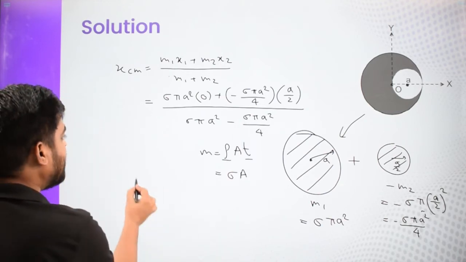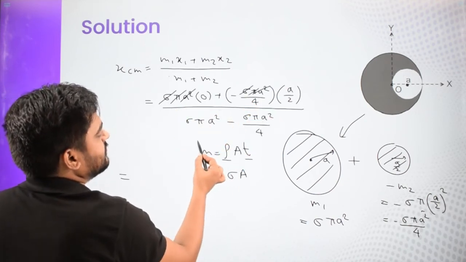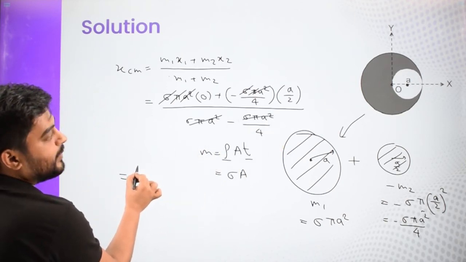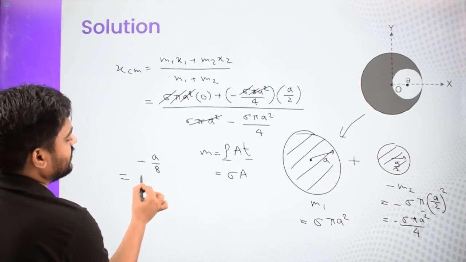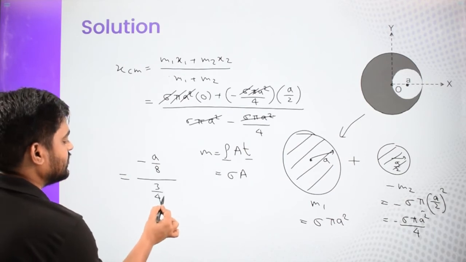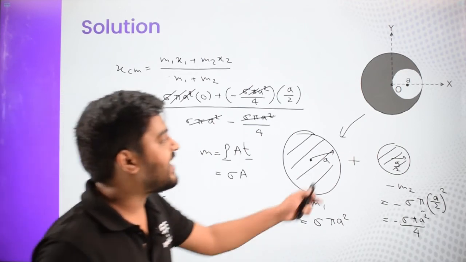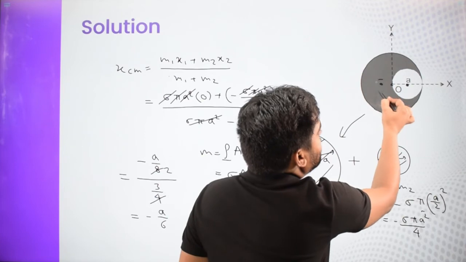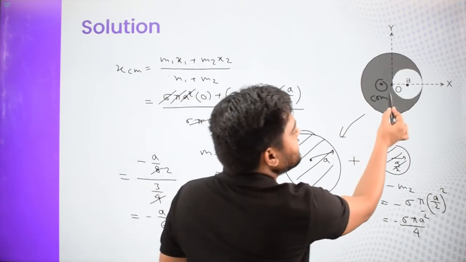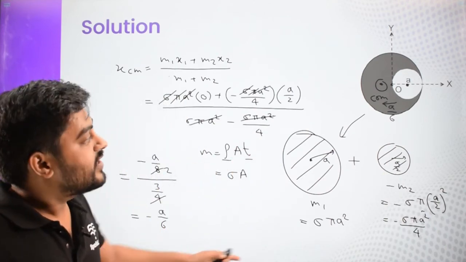When you solve it, all the sigma pi A square terms are gone. You are left with minus A by 8 over 1 minus 1/4, that is 3/4. So this cancels too and we get minus A by 6. Why minus A by 6? Minus A by 6 means somewhere over here. So the center of mass of this entire disc after removing the cavity lies at a distance of A by 6 from the center, the other way around because it is negative.